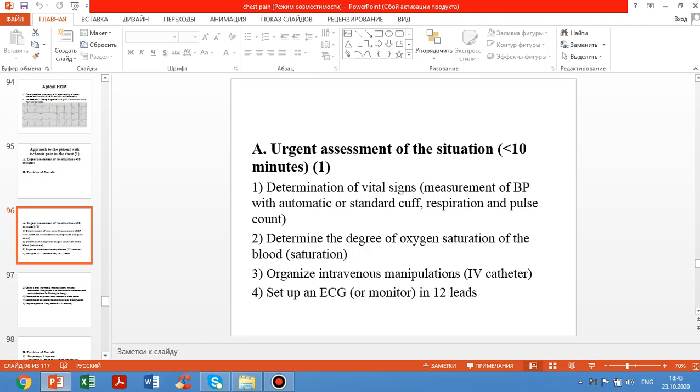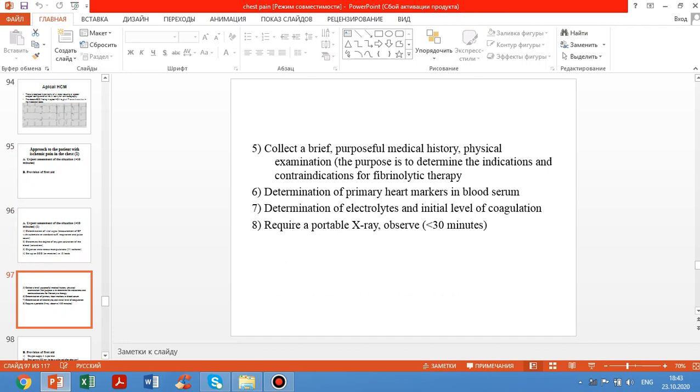It is a determination of vital signs, measurement of BP with an automatic or standard cuff, respiration and pulse count, determine the degree of oxygen saturation of the blood, organize intravenous access with IV catheters, set up an ECG or monitor in 12 leads, and collect a brief, purposeful medical history and physical examination.